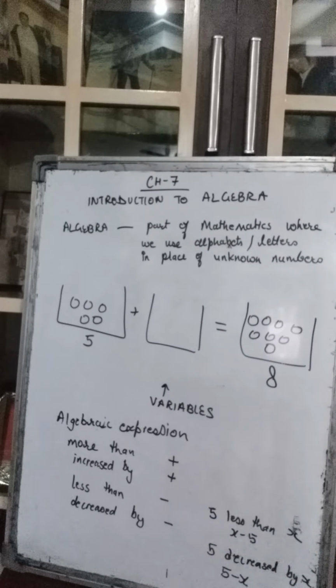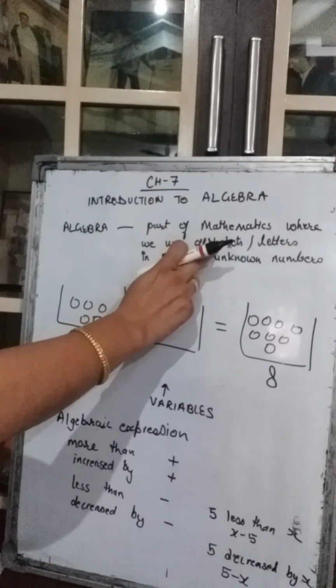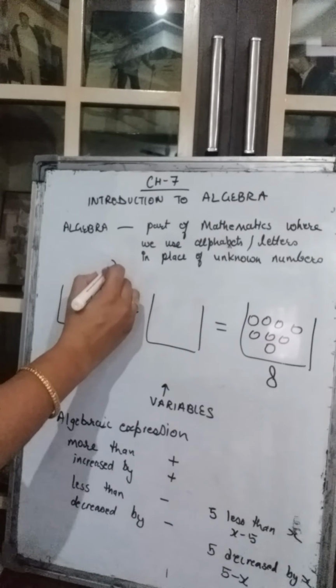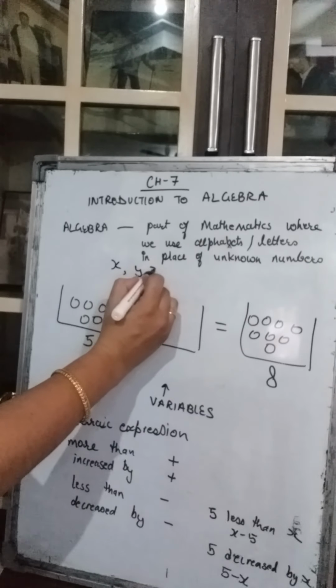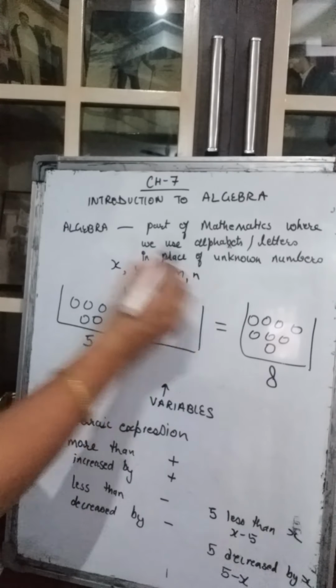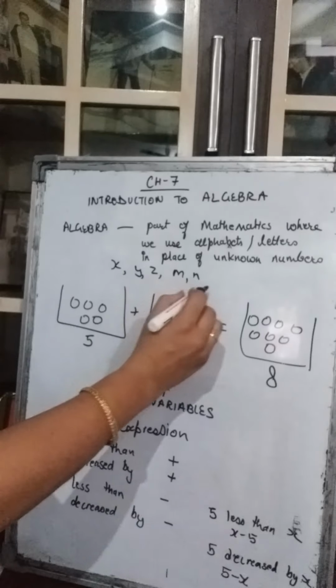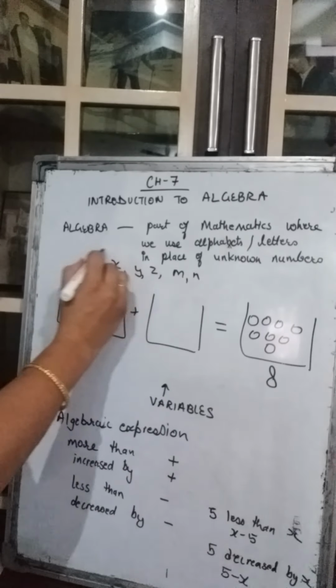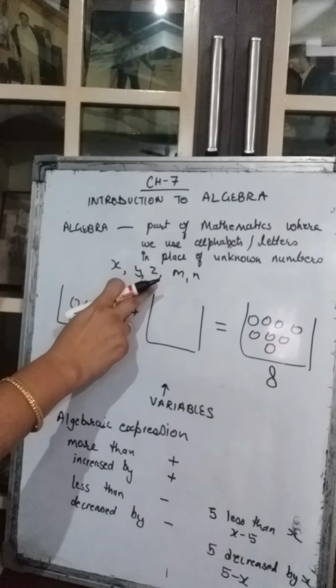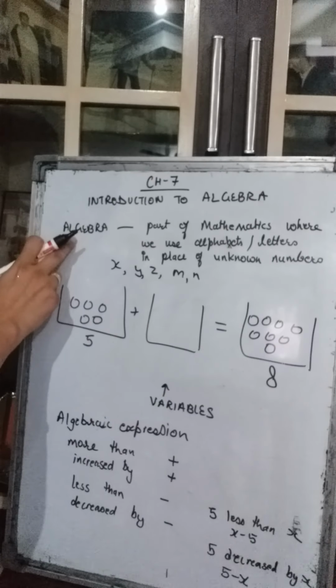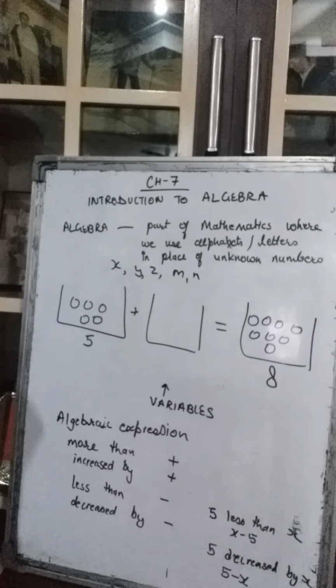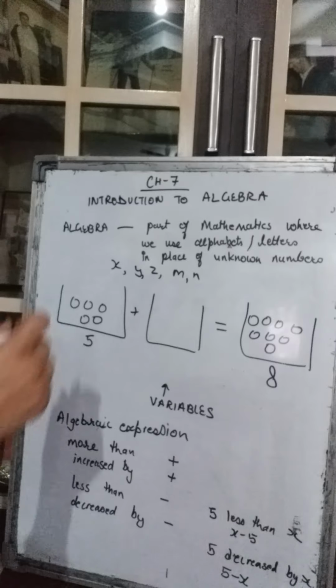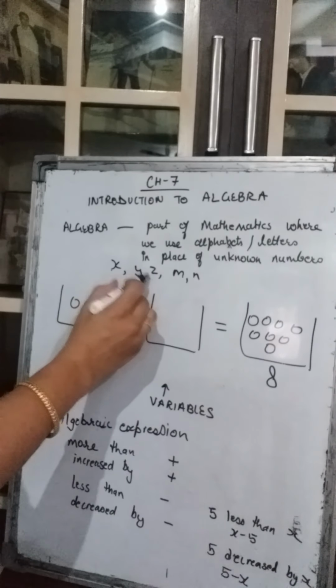Suppose we do not know any number, and we have to find out that number. So, in place of that number, we can use any alphabet, any letter, for example, x or y or z or m or n, up to you. This part, where we use these alphabets to find the unknown numbers, is called algebra. But the most commonly used alphabets are x, y and z.